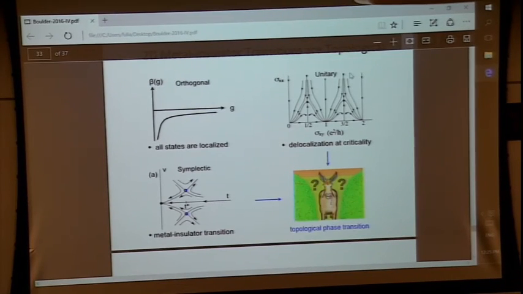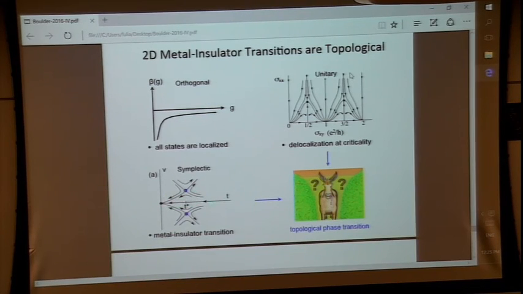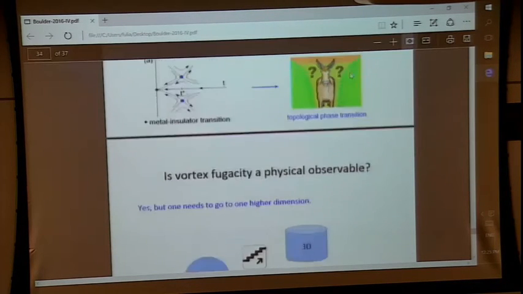Let me advertise this. When the vortex fugacity is 0, the system is exactly at the transition between a topological insulator and the trivial insulator, and the system is forced to be metallic, to be non-localized. Right. That reminds me of this picture.